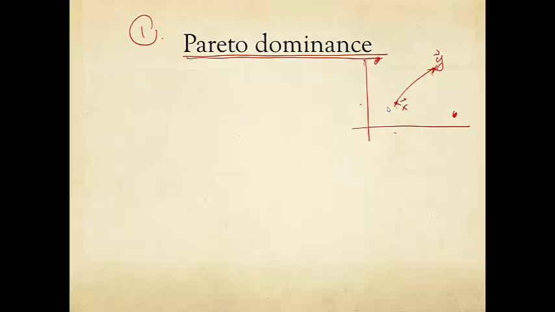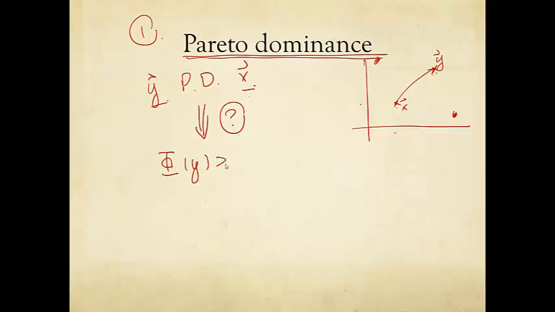Okay. In that case, we say y Pareto dominates x. So we say y is a better point than x. Now the question is, if y Pareto dominates x, does that imply or not, that's the question mark, that our welfare function captures the ordering between x and y? Will phi acting on y be greater than or equal to phi acting on x?